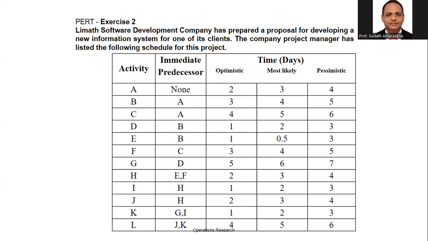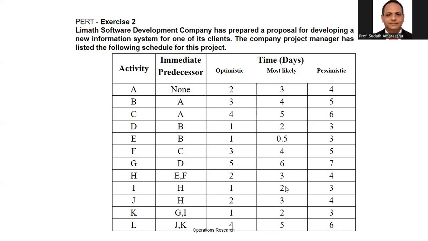F: 4 into 4 is 16, plus 8, 24, divided by 6, value is 4. G: 6 into 4 is 24, plus 7, 31, plus 5, 36, divided by 6, answer is 6. H: 3 into 4 is 12, plus 6, 18, divided by 6, answer is 3.